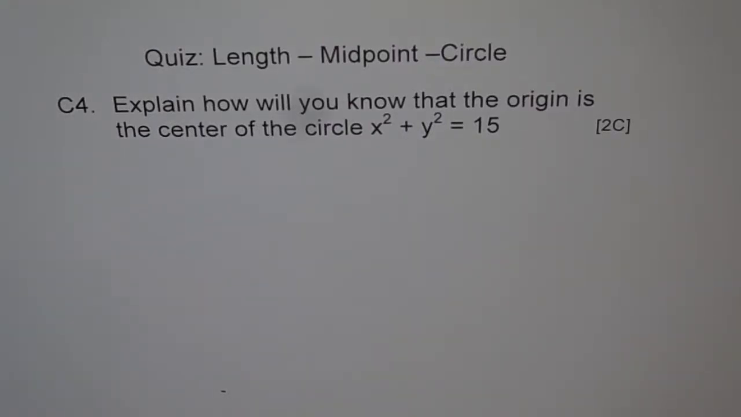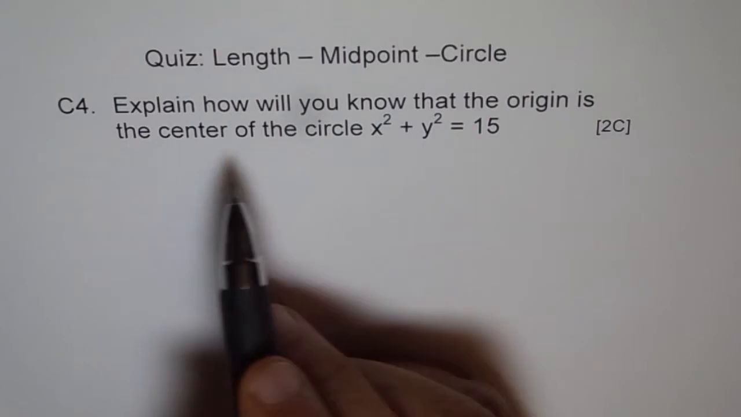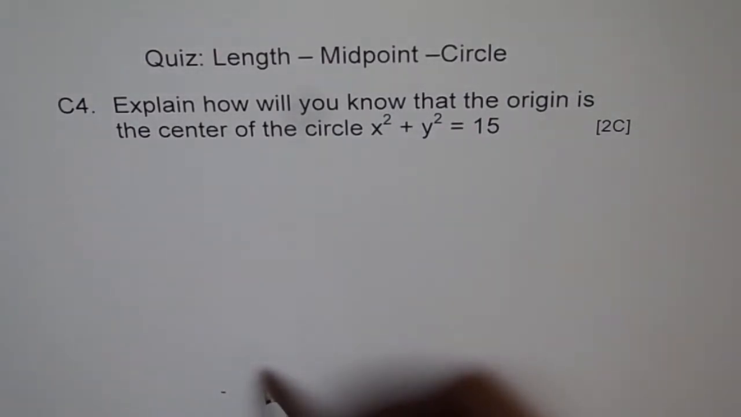C4 is a communication question on length and midpoint and circle. Explain how you will know that the origin is the center of the circle x square plus y square equals 15. Okay. Now, how do you know that? That's a good question. How do you know that the origin is the center of the circle?